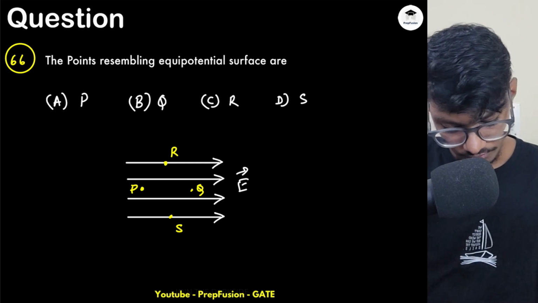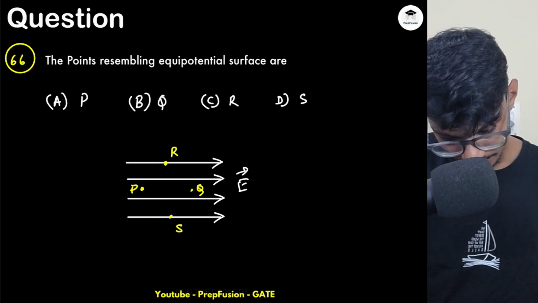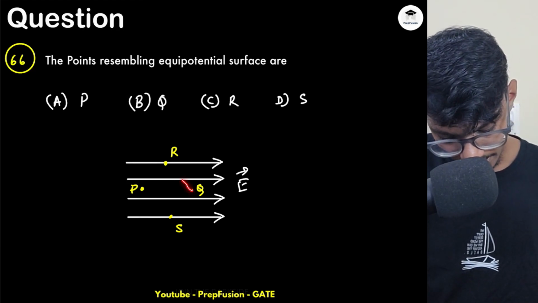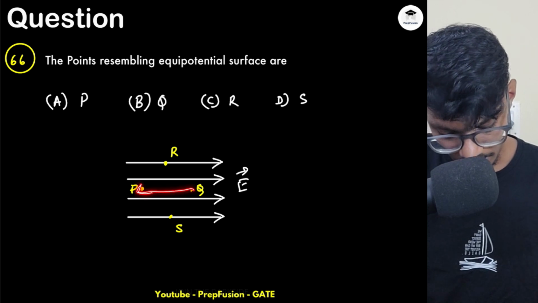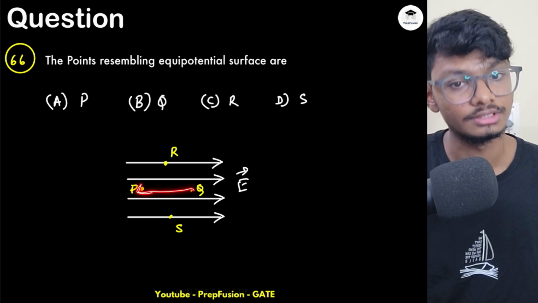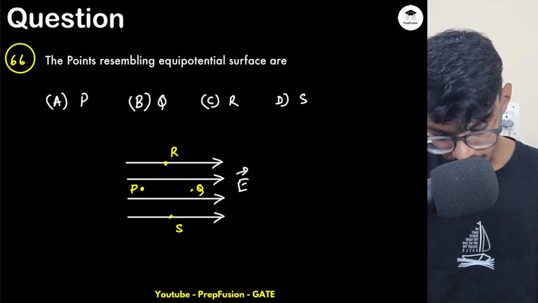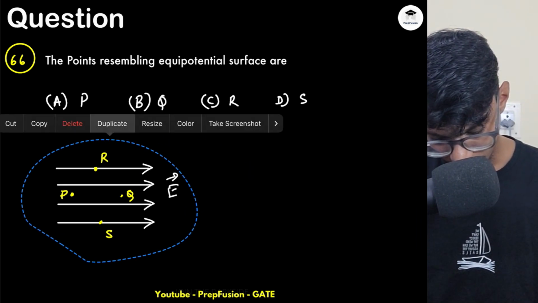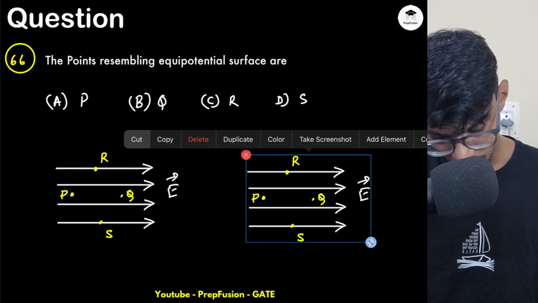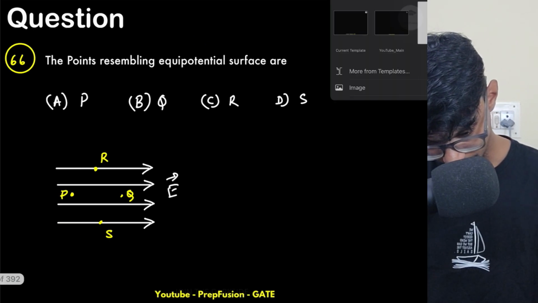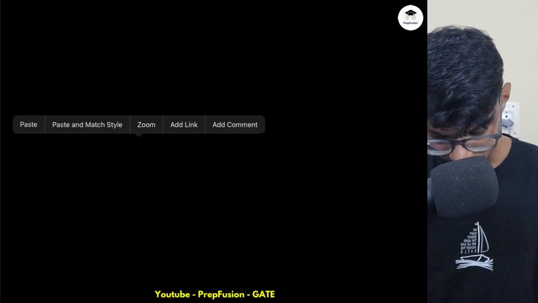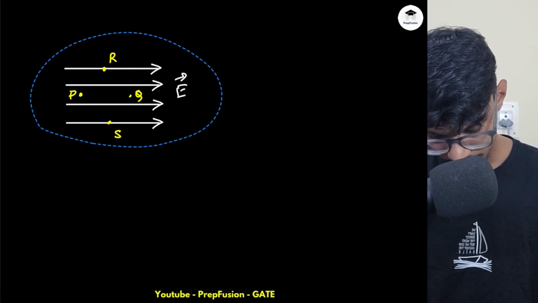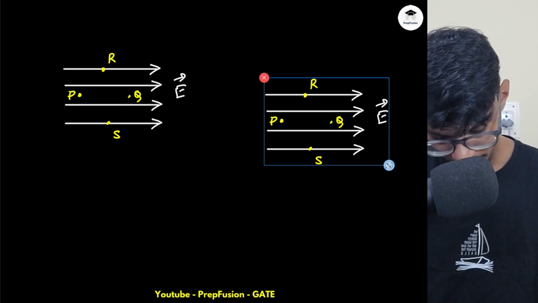Now, if I move from here to here, from Q to P, will there be some work done? Yes, there will be some work done, because let's isolate the cases. I will just duplicate this one and take a new page. I will take 4 cases, or 2 cases should be enough actually.